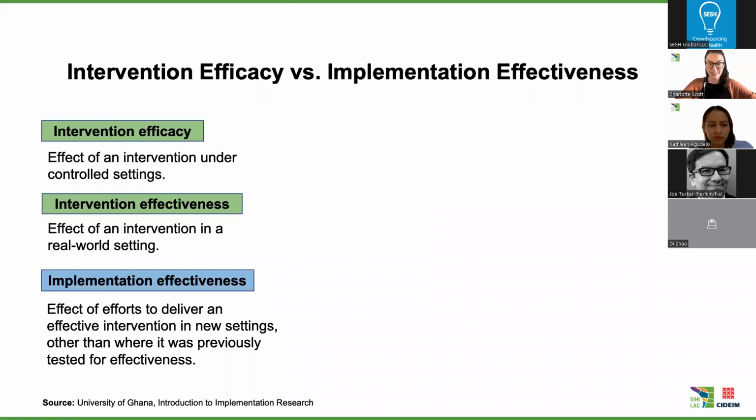So finally, as you've heard us refer to efficacy and effectiveness, this was something that really challenged me to understand the true difference between these words. It's very important to distinguish them from one another. So efficacy and implementation effectiveness aren't the same, and we should understand why. So looking at intervention efficacy, this is the effect of an intervention under controlled settings.